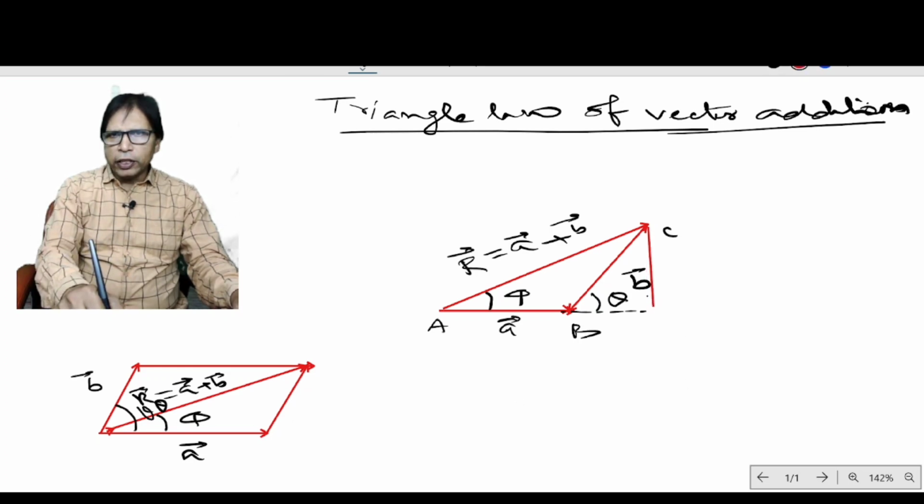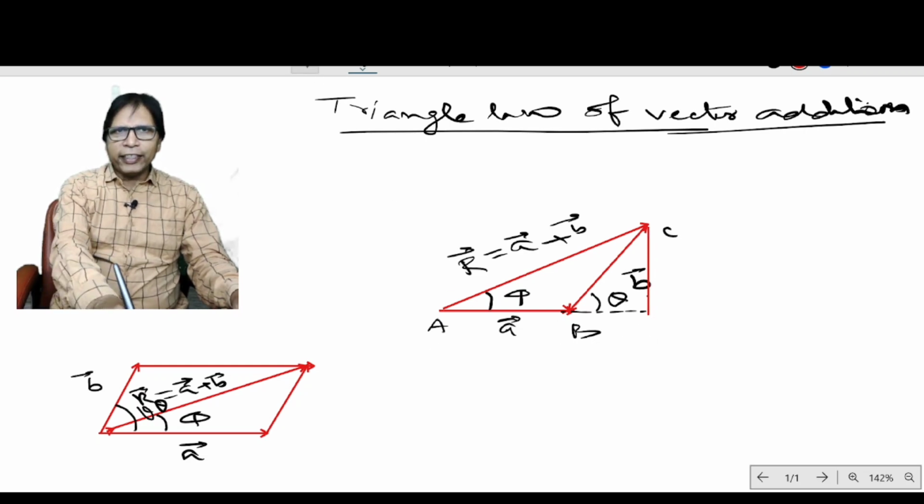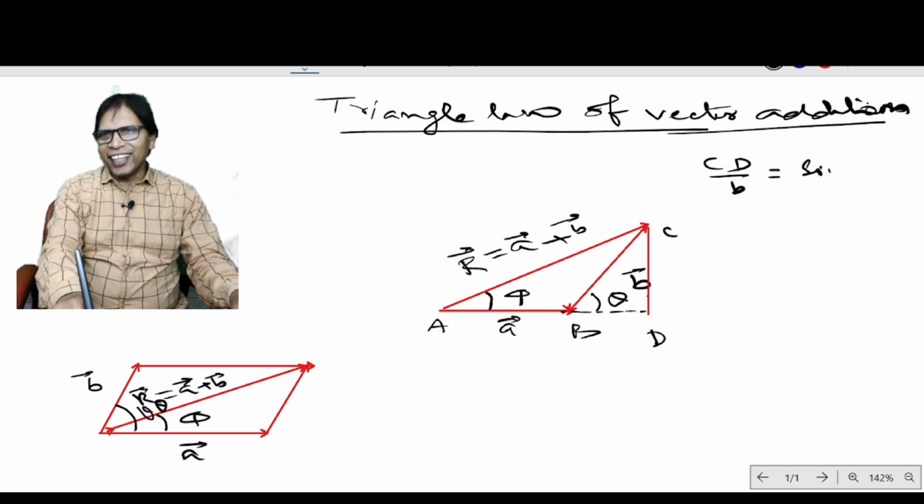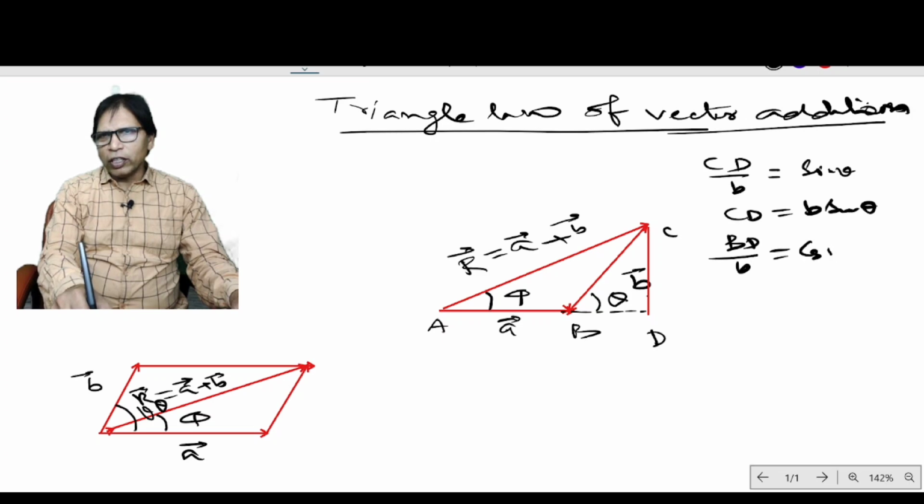A perpendicular CD is drawn on produced AB. This point is the D point. From the right angle triangle BCD, CD by B equals sine theta, so CD equals B sine theta. Again, BD by B equals cos theta, so BD equals B cos theta.